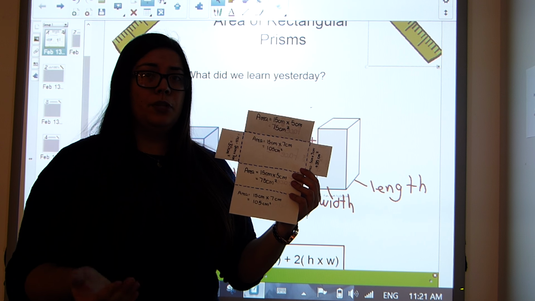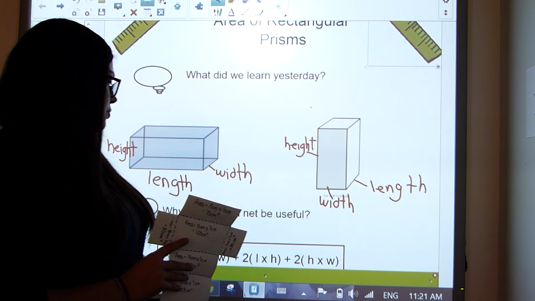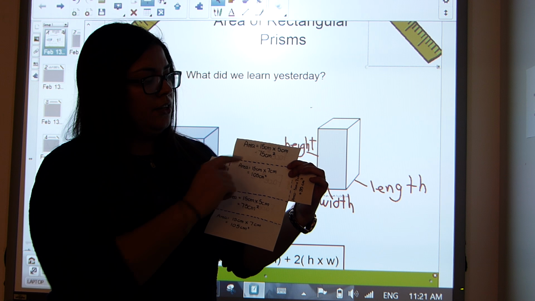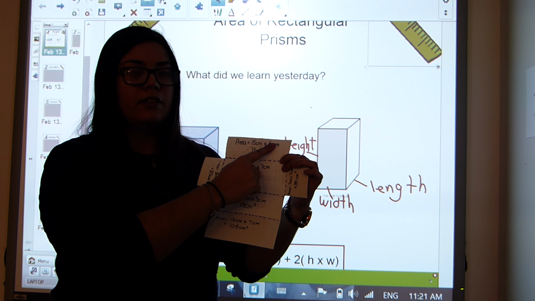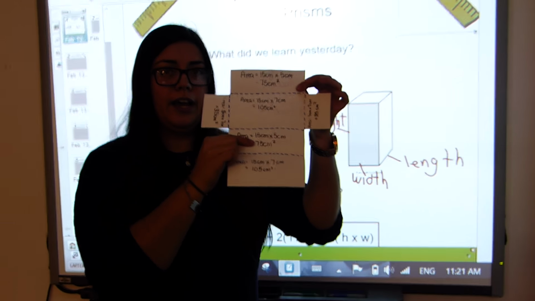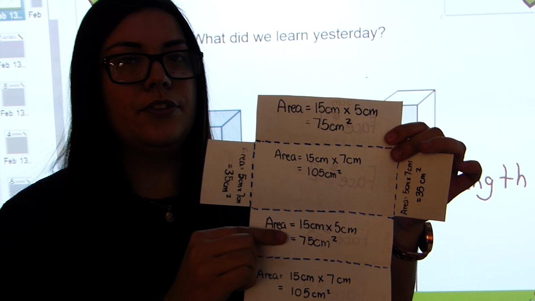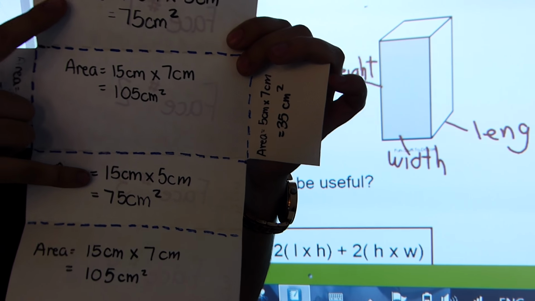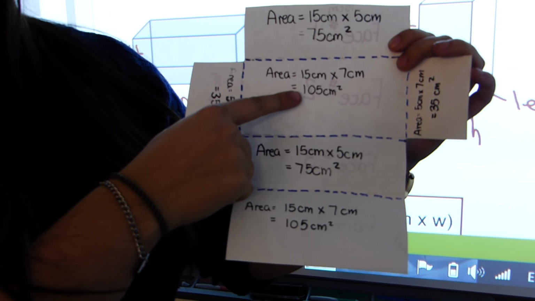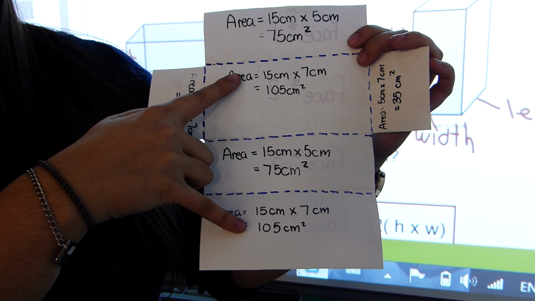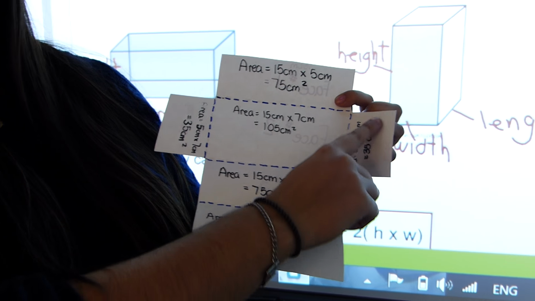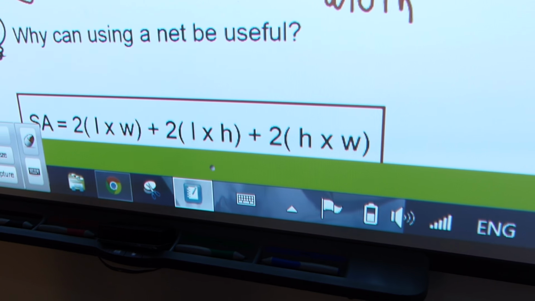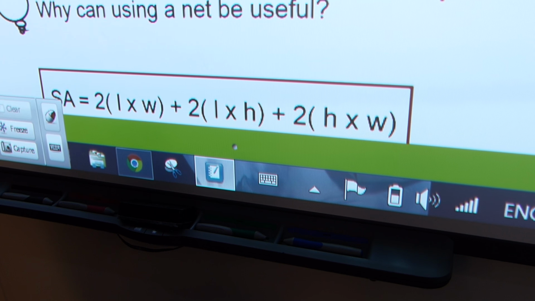So that's where the 2 comes from in our formula. 2 times length times width. We could say it's like this. We have length times width, and we have 2 rectangles that have the same length times width. So that's why in your formula we have 2 length times width, 2 length times height right here, and 2 height times width. So this rectangle and this rectangle. And there's your formula right there. Okay?